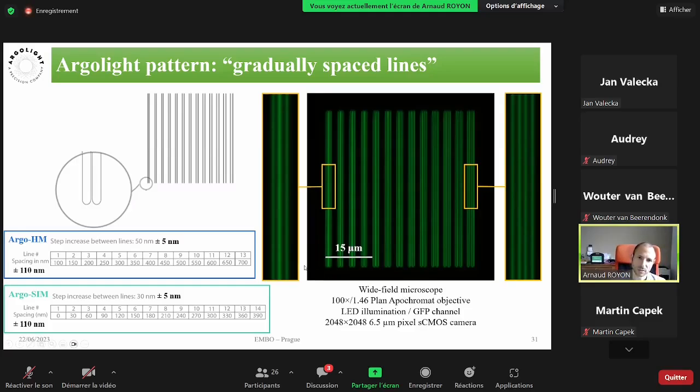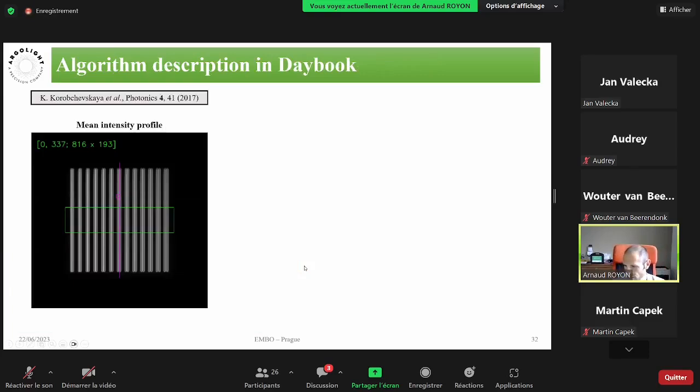And we're going to use this gradually spaced line pattern with our analysis software called Daybook. This is how we extract the resolution measurement. The approach we use has been widely inspired by an article from Koho and co-authors. So how does it work? We acquire an image of the gradually spaced lines. We draw an intensity line profile perpendicular to the lines. The width of the region of interest is about 1/4 of the length of the lines.